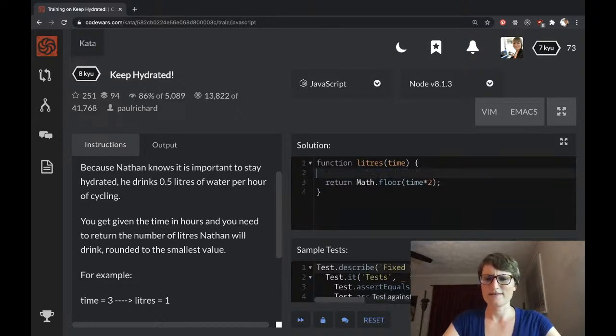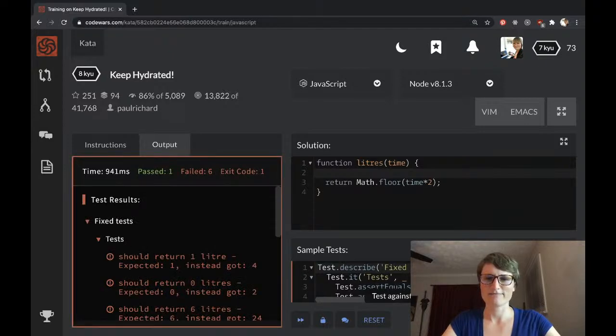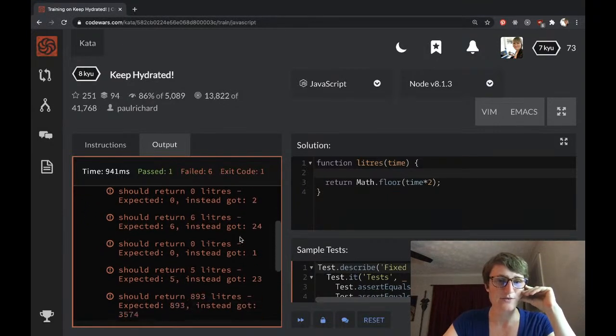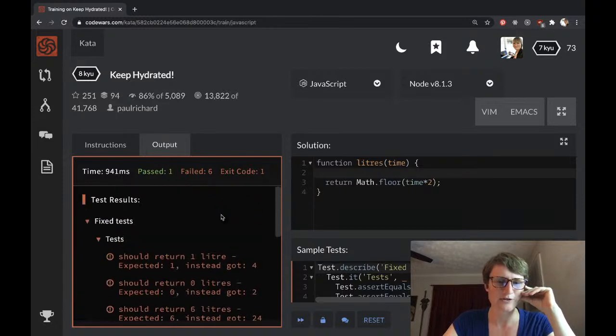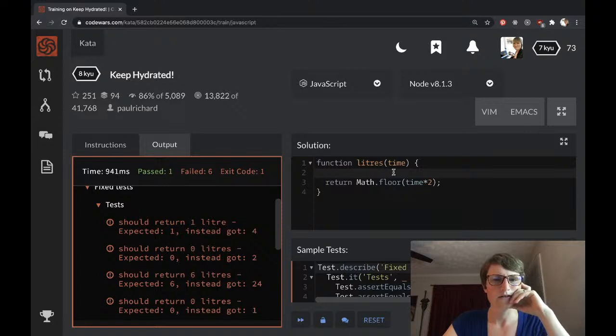All right, let's see if that's it. Nope, it's not. Drat. I wanted it to be really easy. Okay, so what did I fail? I passed 1. It's probably the 0. Yep, 0. Instead got 4. Should return 1 liter. 3 hours should return 6 liters. Correct?